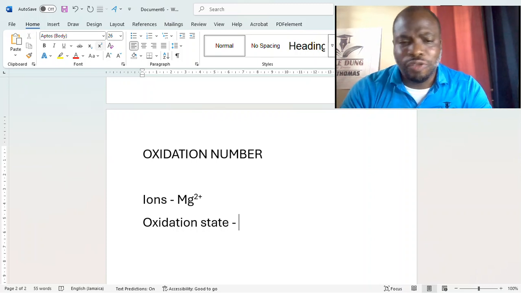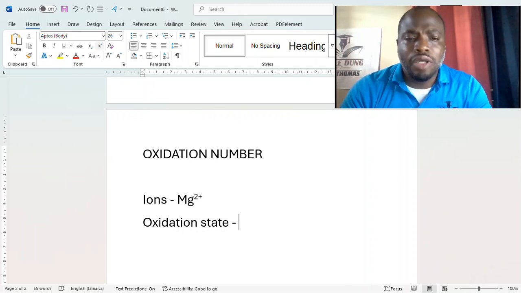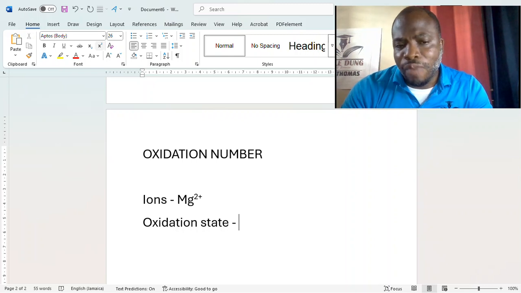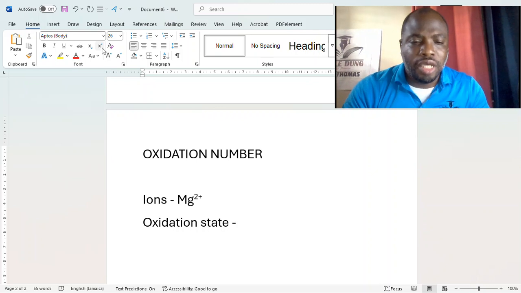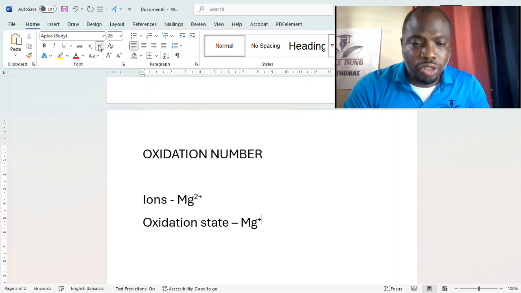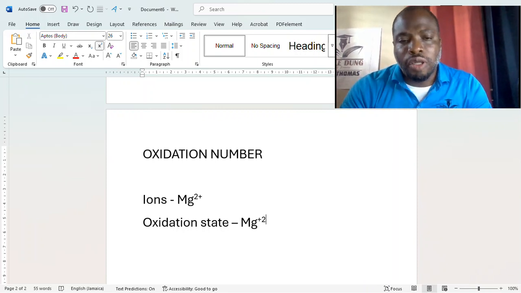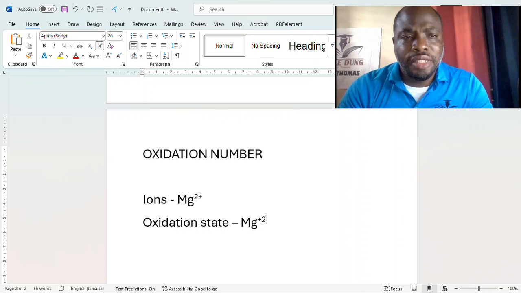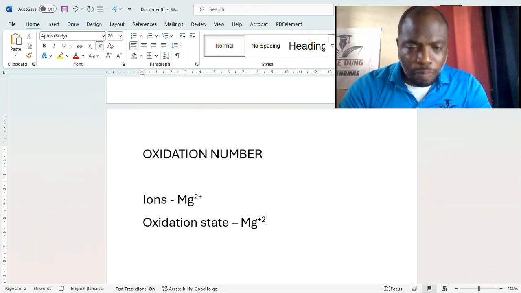And this is one of the first rules you can get to or get to understand. So if magnesium is a 2 plus, then the oxidation state of magnesium is really plus 2. So the oxidation state is the state that the atom or the ion is in. So please make this connection.